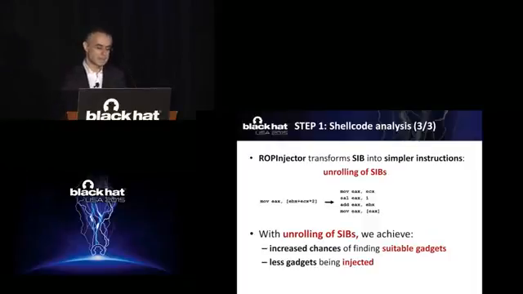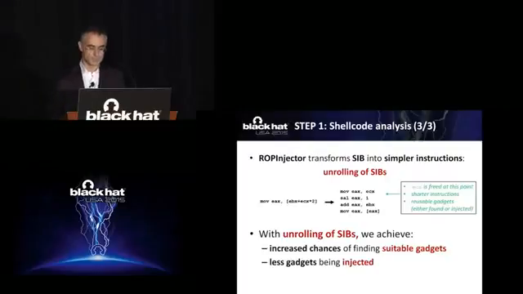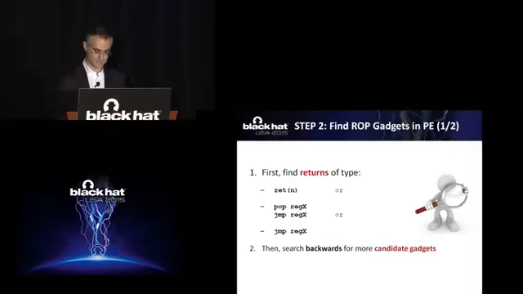We have developed a procedure, a function named unrolling. And what does this function do? It replaces the complex instruction we see here with a simple set of instructions that can be handled more easily. So with unrolling, we achieve increased chances of finding suitable gadgets, and we have fewer gadgets to be injected into the portable executable. So we have shorter instructions and reusable gadgets.